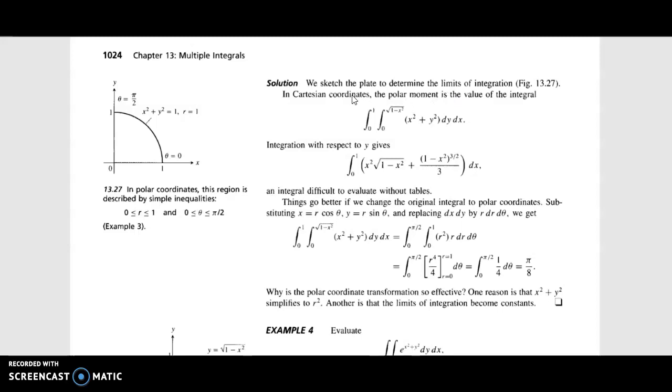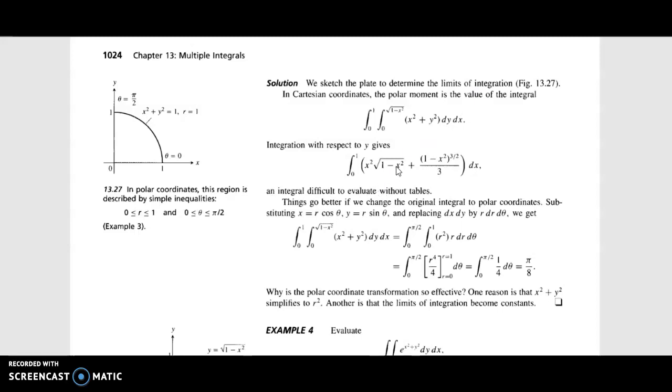Limits of integration in Cartesian coordinates: the polar moment value is equal to the integral from this region. Here x varies from 0 to 1, so we have to draw a strip corresponding to that. The strip starts from this curve to this curve, here 0, this is root of 1 minus x square. This is actually the limits of integration.